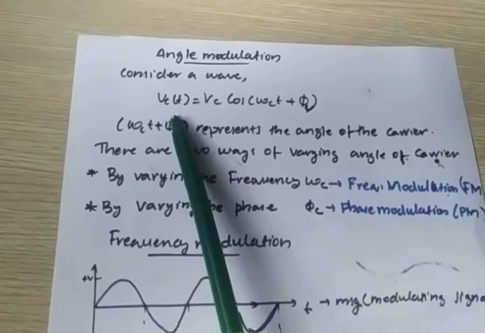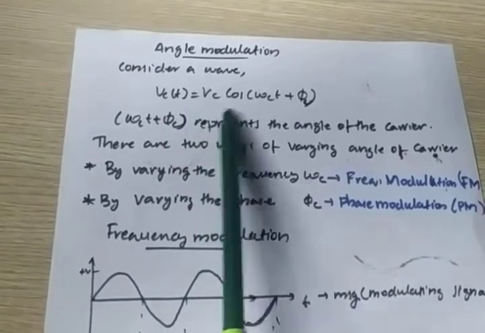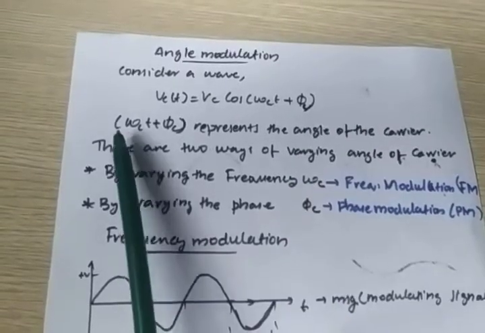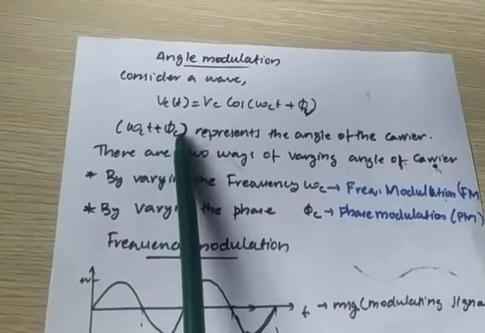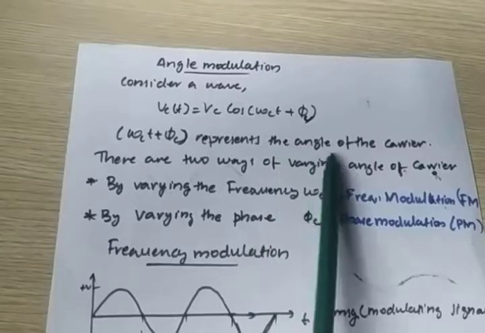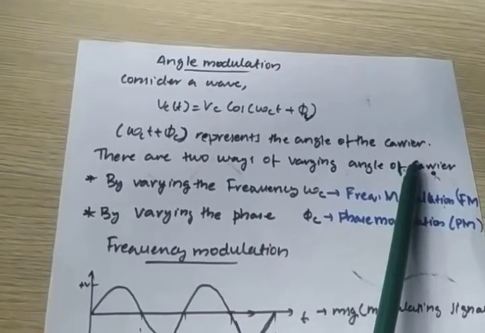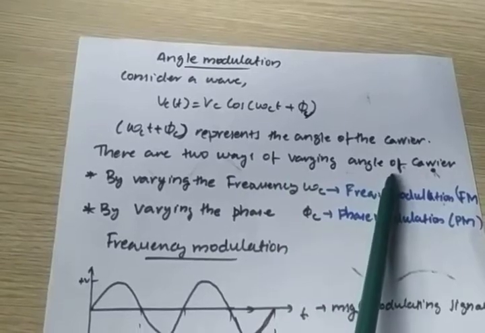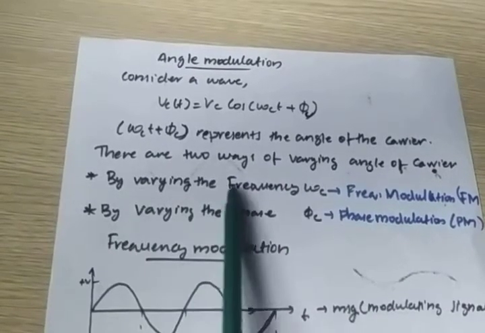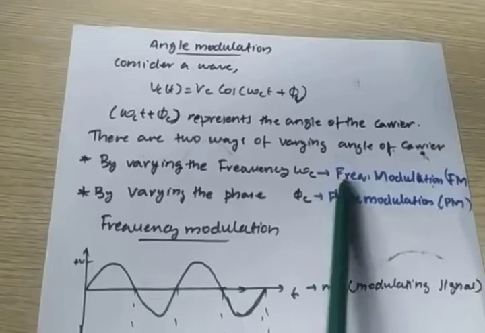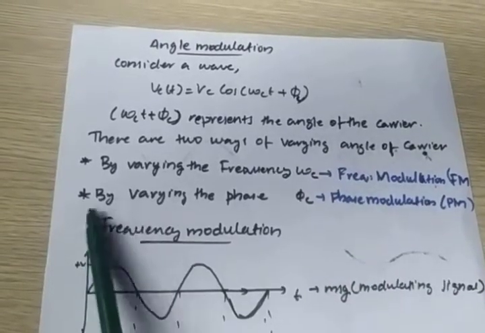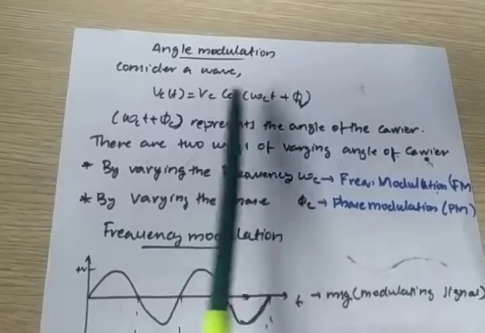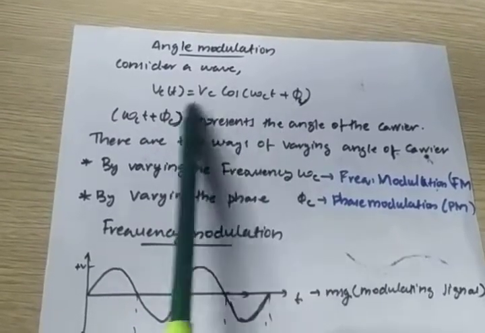Vc of t is equal to Vc cos(omega_c t plus phi_c). So omega_c t plus phi_c represents the angle of the carrier. There are two ways of varying the angle of a carrier. By varying the frequency omega_c, it is called frequency modulation. By varying the phase phi_c, it is called phase modulation. So this is the general expression for angle modulation.